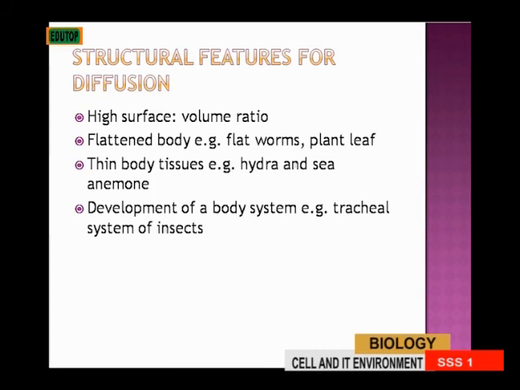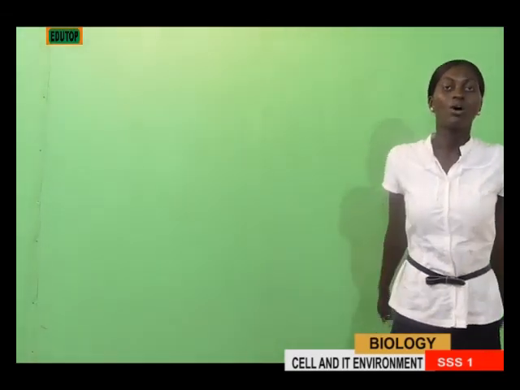Then diffusion, when you have a development of a body system, e.g. in the tracheal system of insects, diffusion also occurs fast in those organisms.